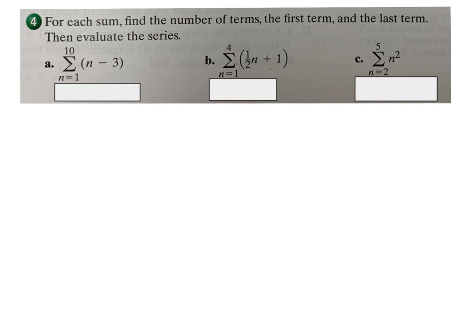Evaluate the series. How many terms am I going to have here? Oh, I'm going to have 10. How many terms am I going to have here? I'm going to have 4. But how many terms am I going to have here? 4. I started at 2 and went to 5. Okay. Does everybody see why you have to add the 1 back in? Right? Make sense? All right.